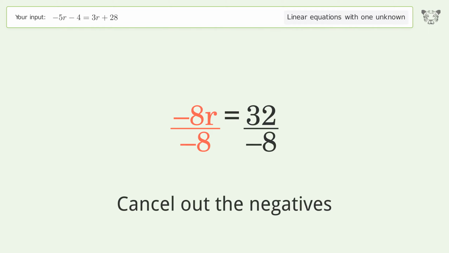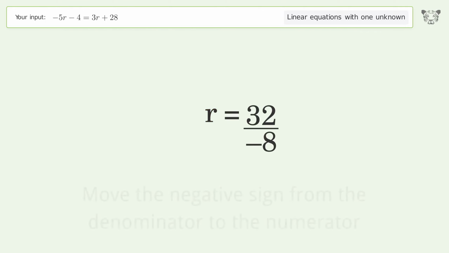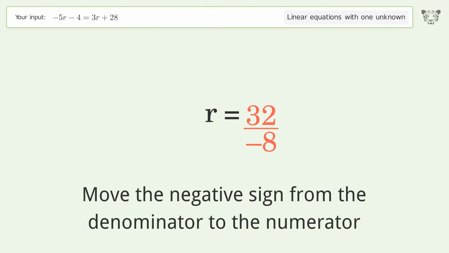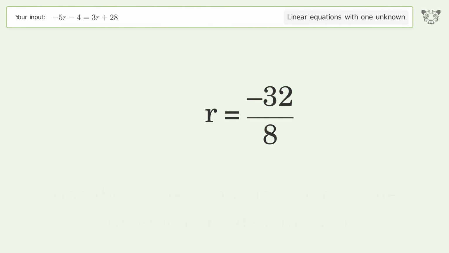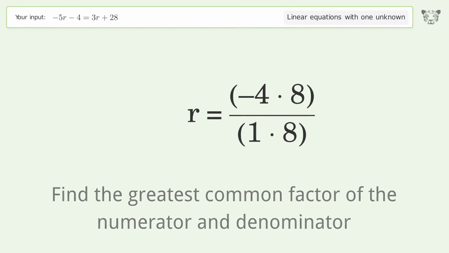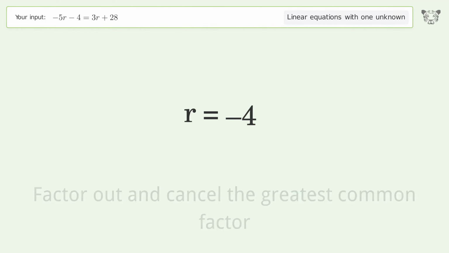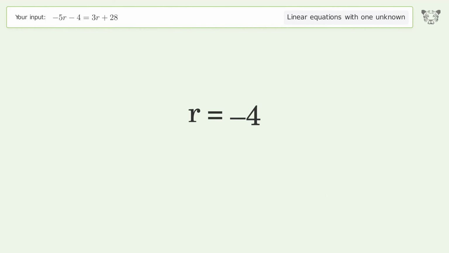Cancel out the negatives. Simplify the fraction. Move the negative sign from the denominator to the numerator. Find the greatest common factor of the numerator and denominator. Factor out and cancel the greatest common factor. And so the final result is r equals -4.